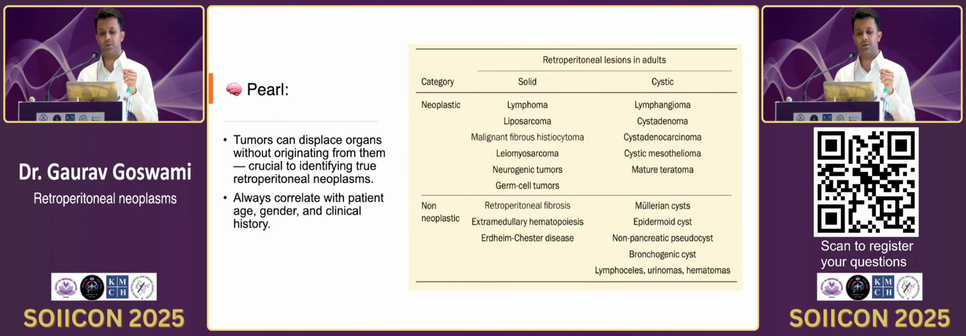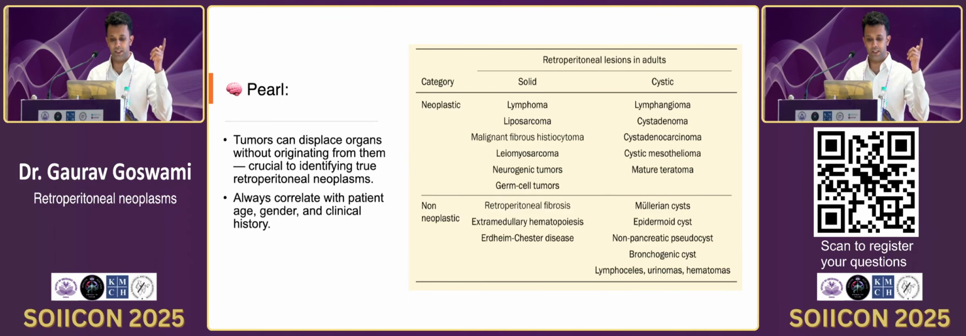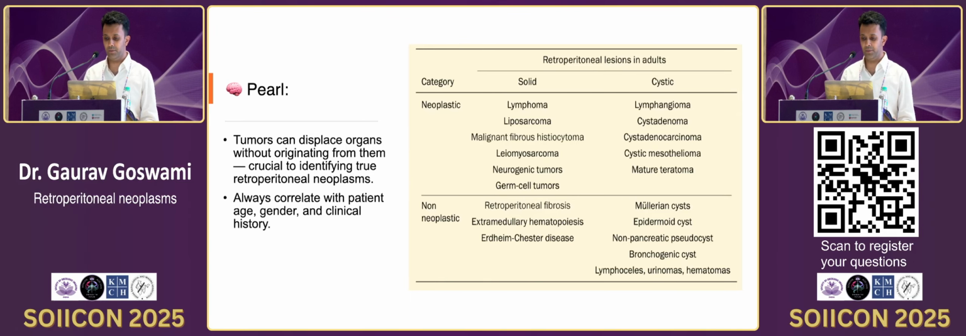A tumor can displace organs without originating from them. This is the crucial key identifying feature of a retroperitoneal neoplasm. Always correlate with the patient's age, gender, and clinical history.